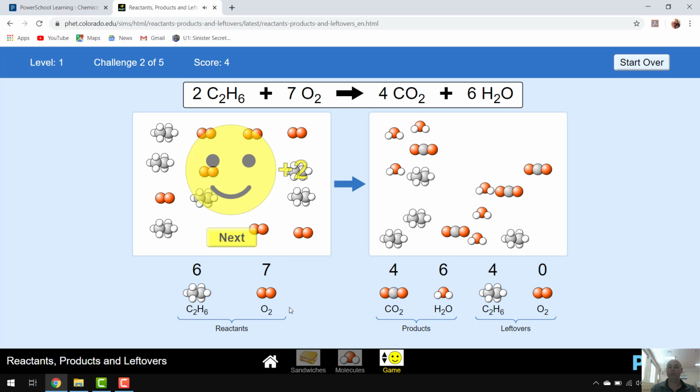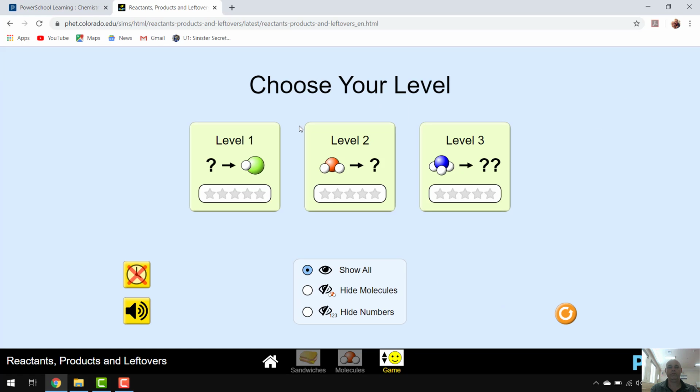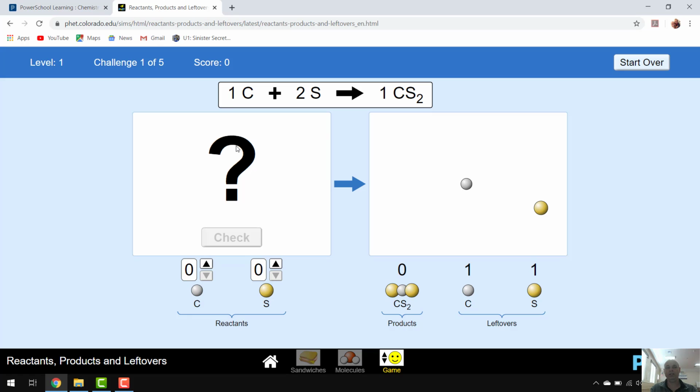So what I want you to do is you're going to go through each level of the game. Let's see if I can show you. Start over. Level 1, level 2, level 3. And I want you to get 5 out of 5 correct, and then print that up. So you're going to have 3 papers that you're printing. One that shows you that you did level 1 and got 5 out of 5. Another that shows that you did level 2, 5 out of 5. And another that shows you did level 3, 5 out of 5.